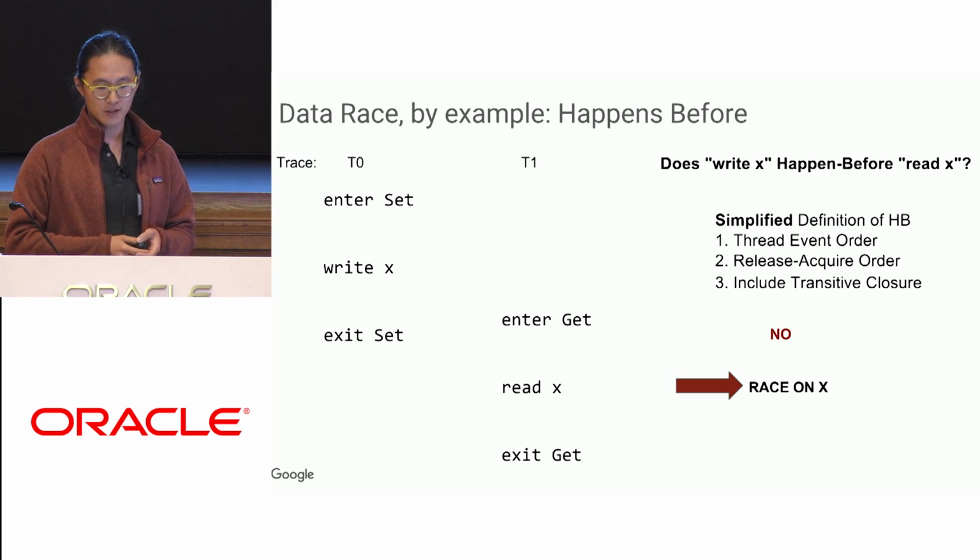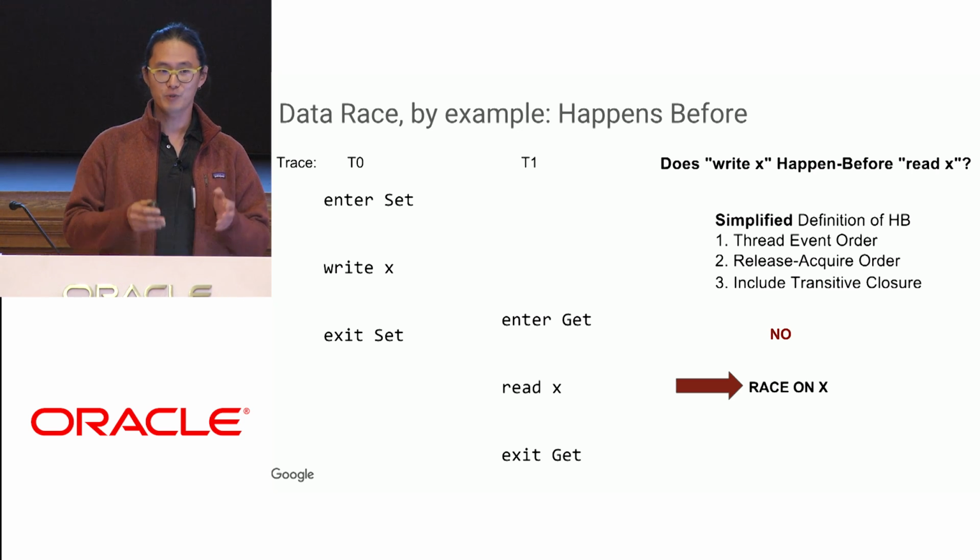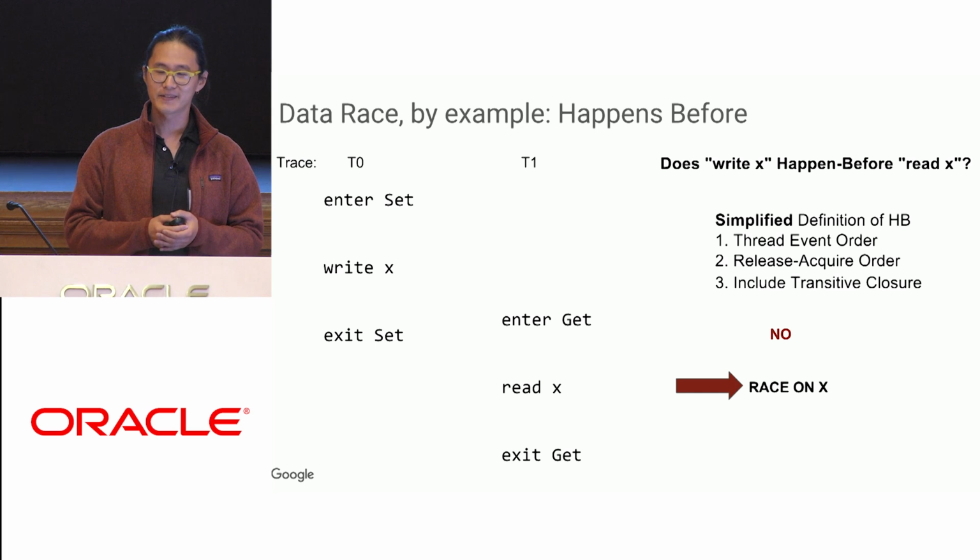The thing to note here, though, is that happens-before is a mathematical relation. If you fire up GDB and examine your program, you're not going to find the happens-before relation in your program.